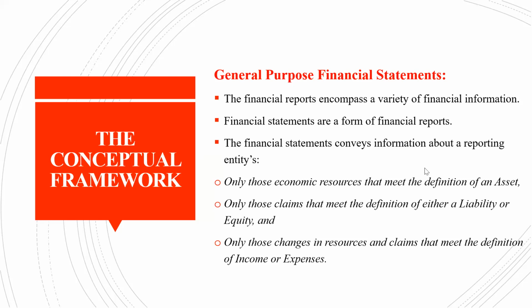So it's basically a report that outlines those economic resources that meet the definition of an asset, those claims that meet the definition of either a liability or an equity, and only those changes in resources and claims which meet the definition of income or expenses. I've already explained that previously in part A, so I don't want to indulge too much into that. But now let's proceed to the next page.